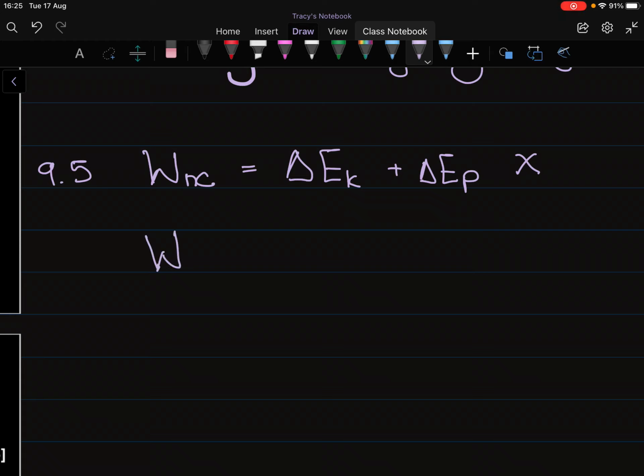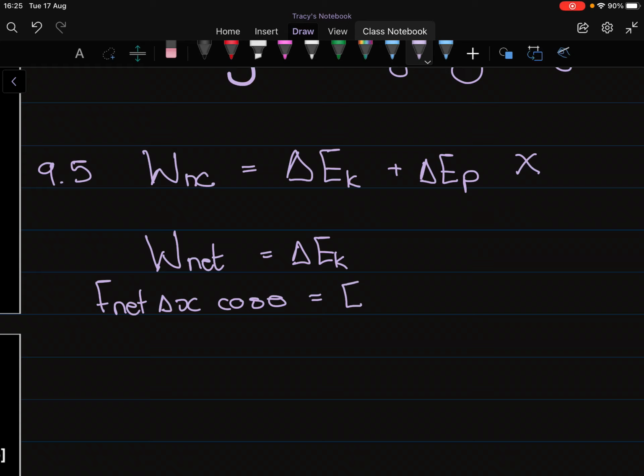Work done, net work, is the change in EK. Net work means we have to use F net delta x cos theta. So this would be the EK, I'm going to actually do it straight away with the letters. There we go. So this would be a half m vf squared, final velocity, that's what I'm looking for, minus a half m vi squared.